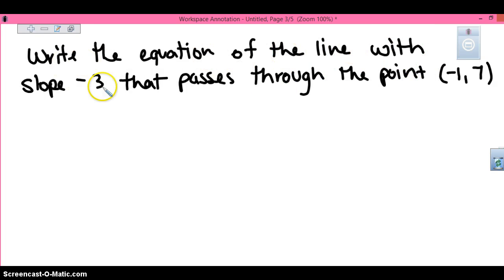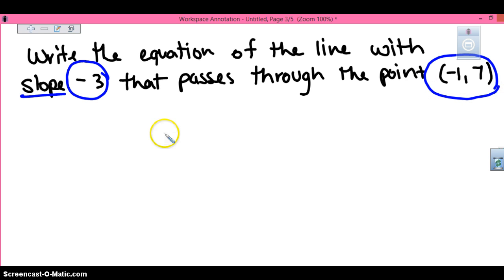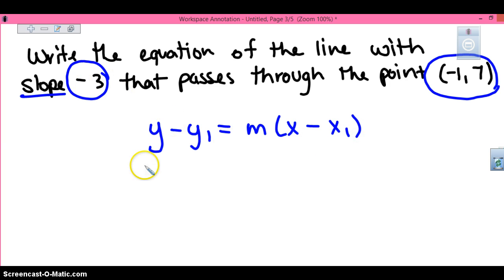Write the equation of the line with slope negative 3 that passes through the point (negative 1, 7). So the point-slope form is y minus y sub 1 equals m times x minus x sub 1. Did they give us our m? Yes, the slope is negative 3. Did they give us our x sub 1 and our y sub 1? So what are we going to do? We're going to substitute in the formula.